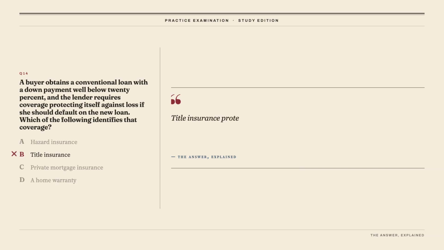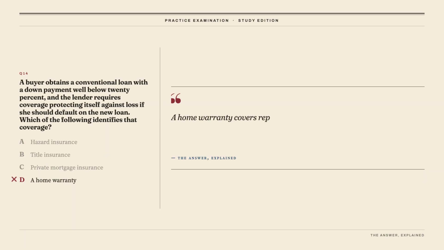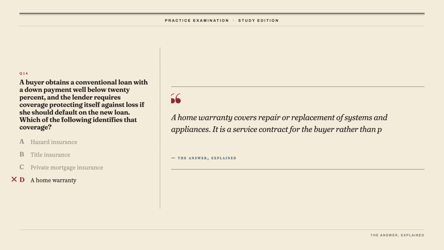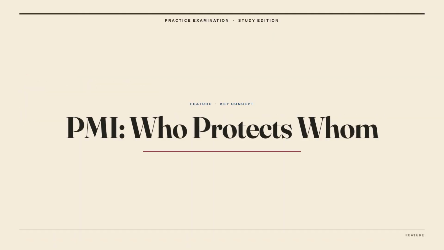B is wrong because title insurance protects against defects in the ownership record. It addresses who owns the property rather than whether the borrower will make her payments. D is wrong because a home warranty covers repair or replacement of systems and appliances. It is a service contract for the buyer rather than protection for the lender. Private mortgage insurance exists because a 20% down payment locked out too many creditworthy buyers. It lets lenders accept a smaller down payment without absorbing extra risk.